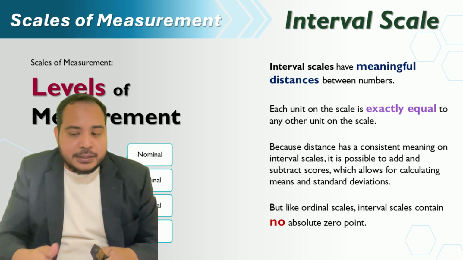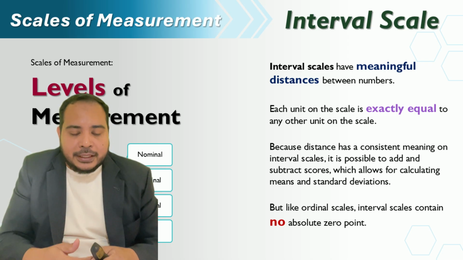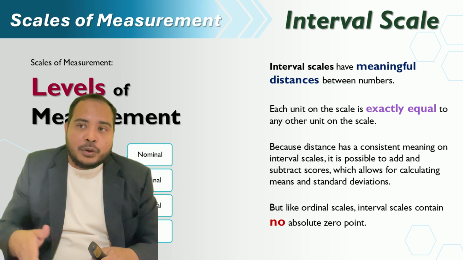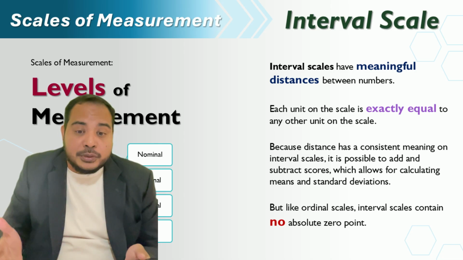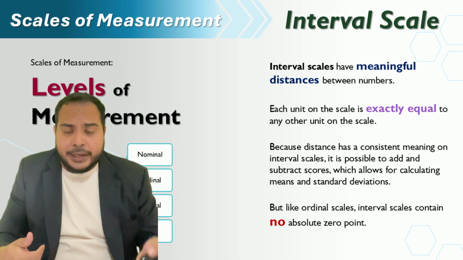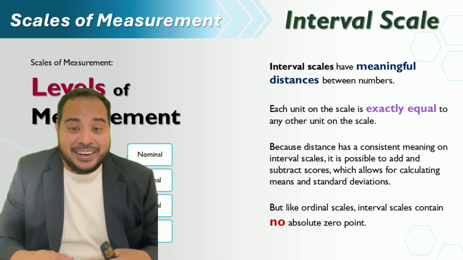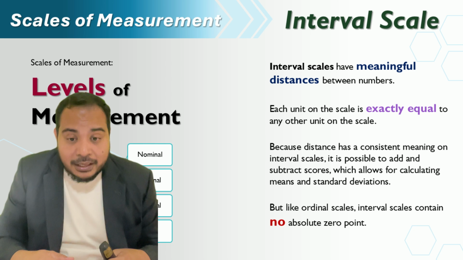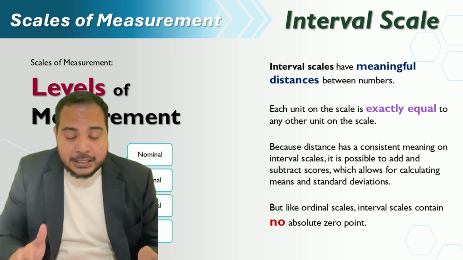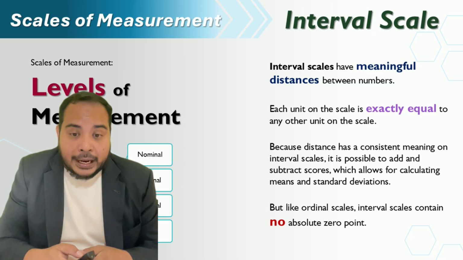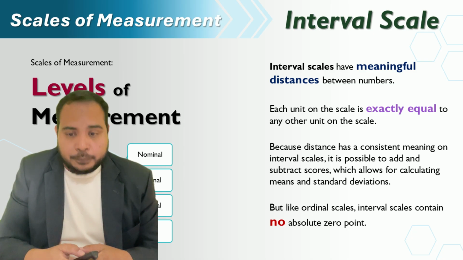But like ordinal scales, interval scales contain no absolute zero point. So in this case, for those who got the lowest score, for example, 0 out of 100 on an IQ test, it does not mean that they have no IQ at all. They have a certain level of IQ, but it just turned out that they did not manage to get any correct answer in their score.